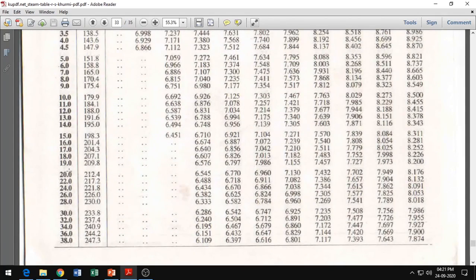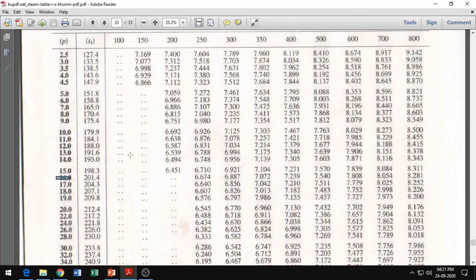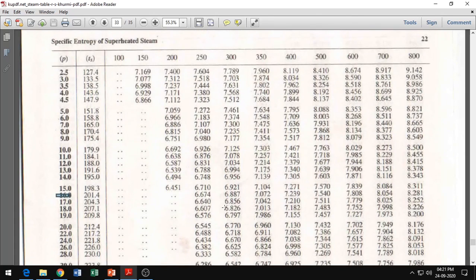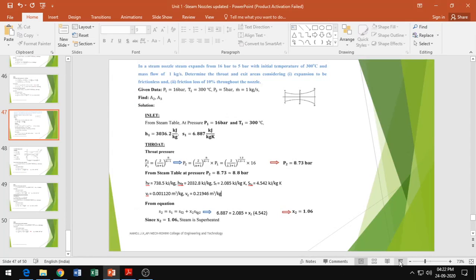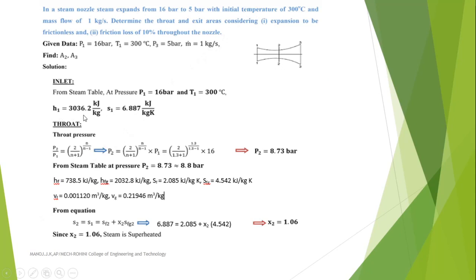Next I am going to the specific entropy table. Here also the same 16 bar pressure, the temperature is 300. Therefore the S1 value, the entropy at the inlet, is 6.887 kilojoule per kilogram Kelvin. Okay, so these are all the values we have taken from the steam table. Therefore all the parameters for the inlet region have been found.